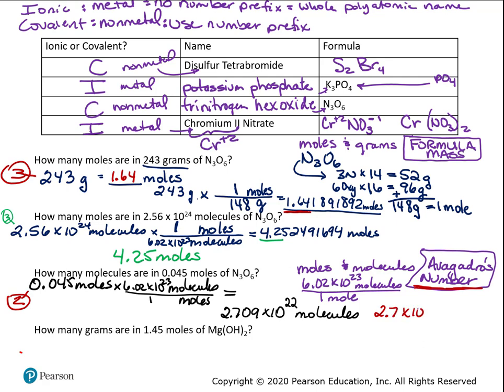2.7 times 10 to the 22nd. Don't forget, with molecules, to keep the exponents. Like, don't drop the exponent off. Make sure you keep that there too.